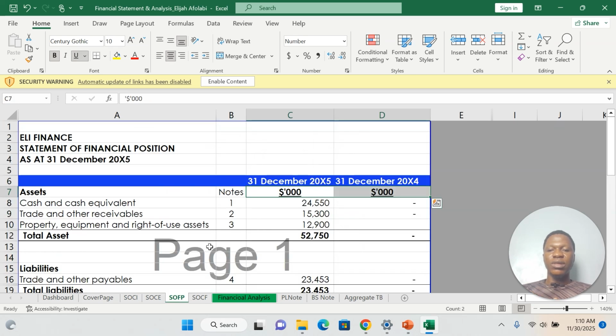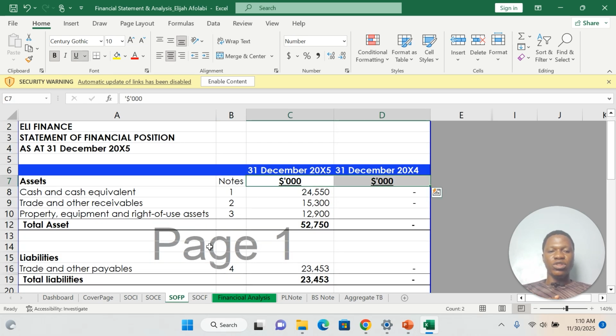Then we move to the statement of financial position. Like I mentioned earlier on, the statement of financial position is supposed to show the financial health, the state of affairs of the business.